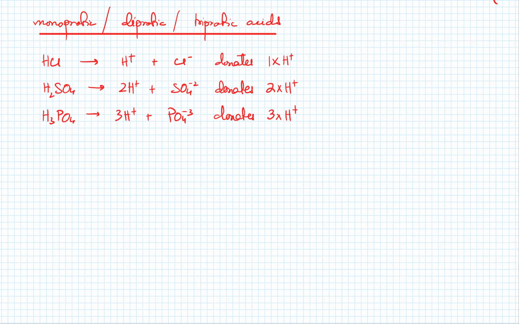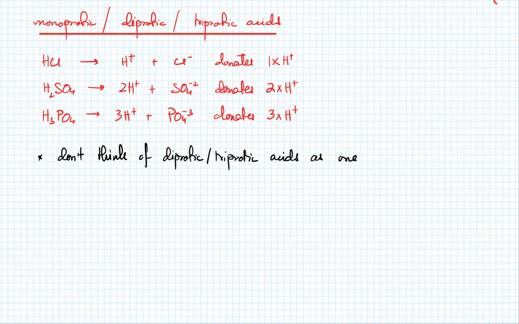So is that clear? What's a diprotic, monoprotic, triprotic acid? Was that clear? Yep, it's clear. So now the point I'm trying to make about at least diprotic and triprotic acids is, don't think of them as one acid. Or don't think of them as a single dissociation.